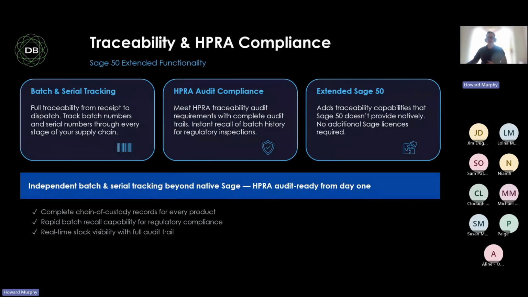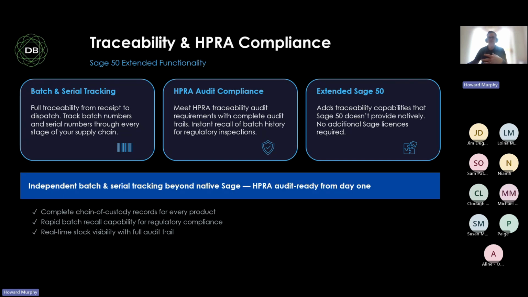So let's start with the headline here, traceability. This is why a number of people are here today, and it's the area where BarScan really extends what Sage 50 can do for you. BarScan gives you full batch and serial number tracking from the moment goods arrive through every stage of your warehouse, right through to dispatch. Every scan is logged, every movement recorded. You've got a complete chain of custody for every single product.